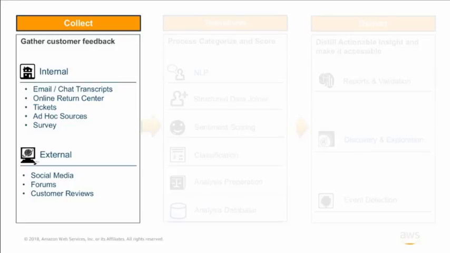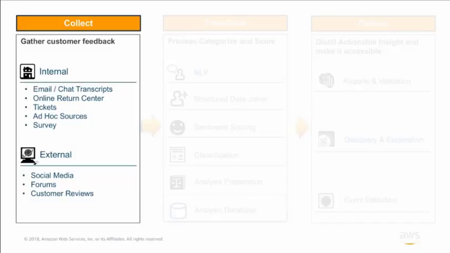A VOC is an internal tool, an internal application, internal to an enterprise, where folks who manage products look at the feedback that the customer has provided about their products or services. And so that's why it's called the voice of the customer, as in what the customers are saying. And the way in which it usually works is the first step would be to collect the information.